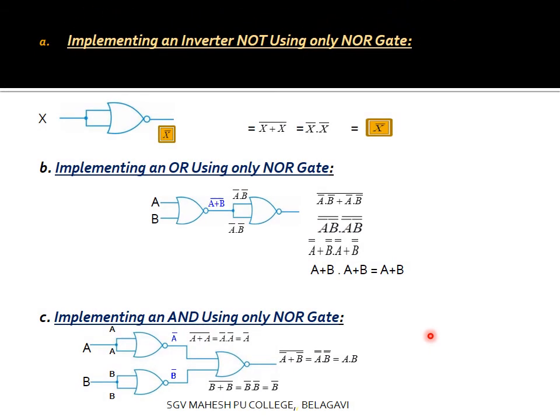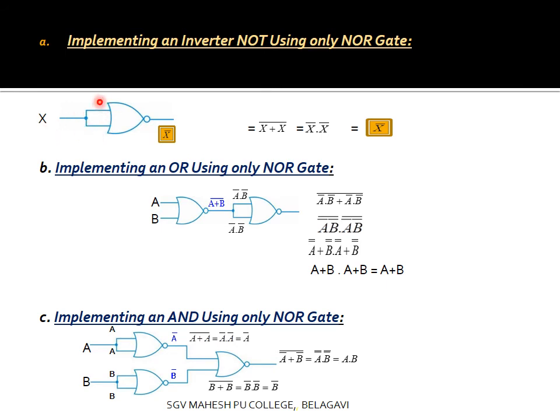Now let's try understanding how to implement the basic gates using NOR gates. In the previous slide we understood how to design basic gates using NAND gates. Now here we are trying to implement the basic gates using NOR gates only. Now how to design this? Let's see the NOT gate, to design it using a NOR gate.